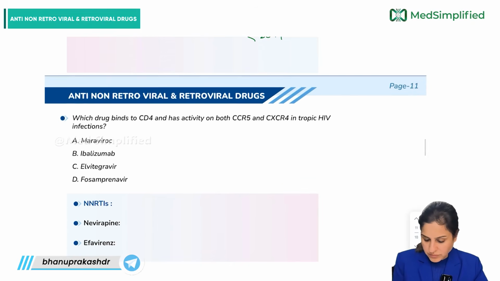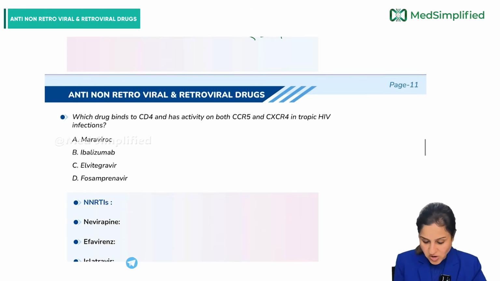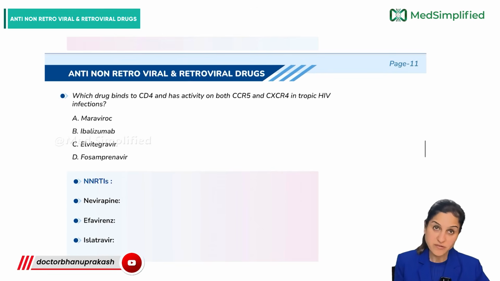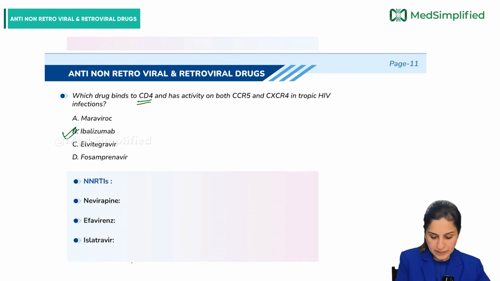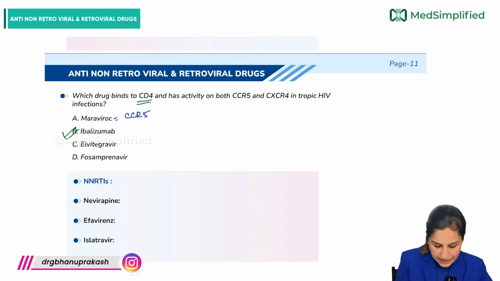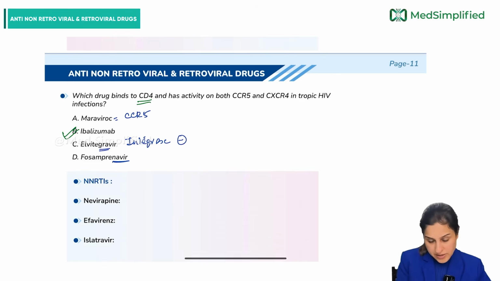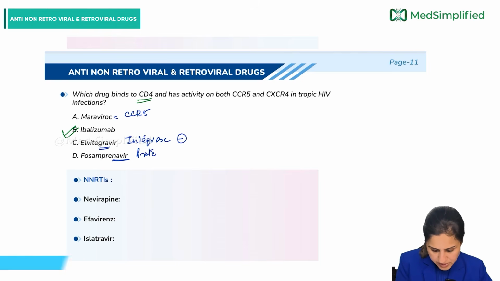All right. So there was one MCQ in the previous years. Which drug binds to CD4 as well and has activity on both CCR5 and CXCR4 tropic HIV infections? So CD4, where you see it is Bali. Bali has 4 days. So this is ibalizumab. Okay. Now here, maraviroc is only active against CCR5. Elvitegravir. Wherever you see gravir, it is an integrase inhibitor. So these are integrase inhibitors. Then navirs. Navirs are protease inhibitors.